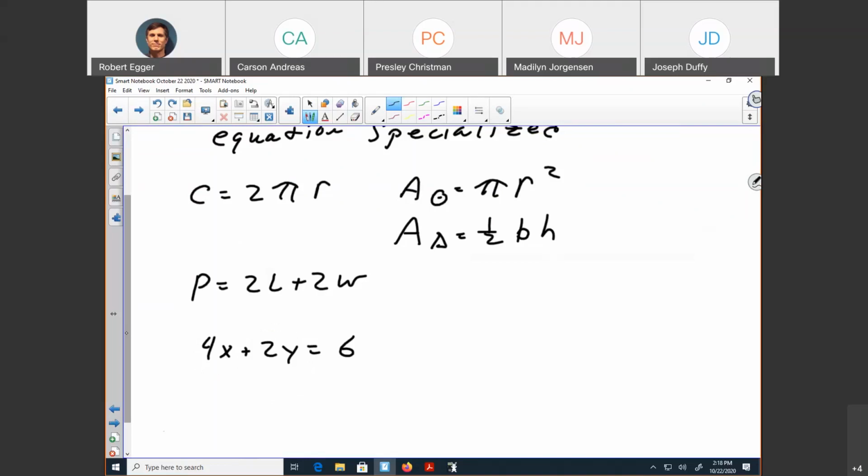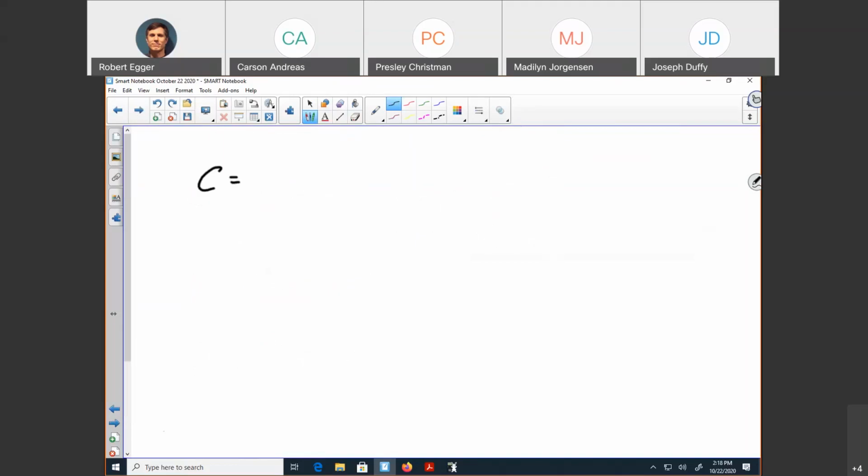And with a formula, in a lot of cases, depending on what you have, let's go with the circumference here. Okay, C equals 2 pi r. That's the equation for, given the radius, find the circumference. So this one assumes r is known.